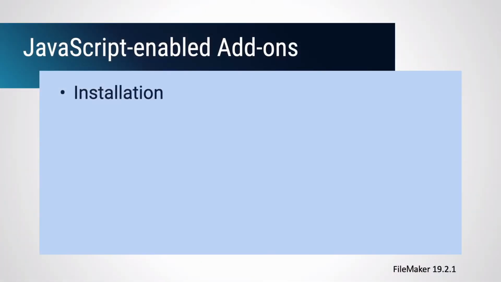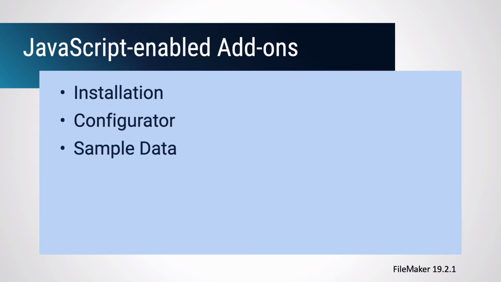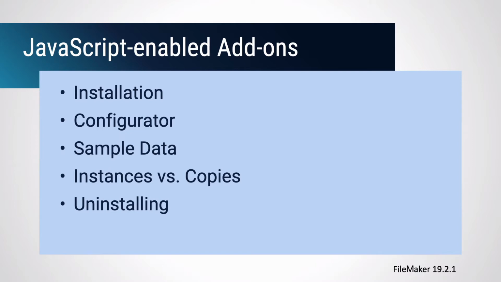We'll cover installation. It is drag and drop, but we'll look at when it brings it in and what it brings in. We'll look at the configurator. This is how you connect the add-on to your FileMaker fields. Every add-on comes with sample data, but you shouldn't use the sample data table in your solution. And instances versus copies. One of the great benefits of an add-on is you can reuse the code. We'll look at uninstalling. It's pretty straightforward, but there's a few caveats you should be aware of. And then the upgrading of add-ons, which, spoiler alert, there isn't an upgrade path, so we need to plan on uninstalling and reinstalling when new versions of an add-on come out.